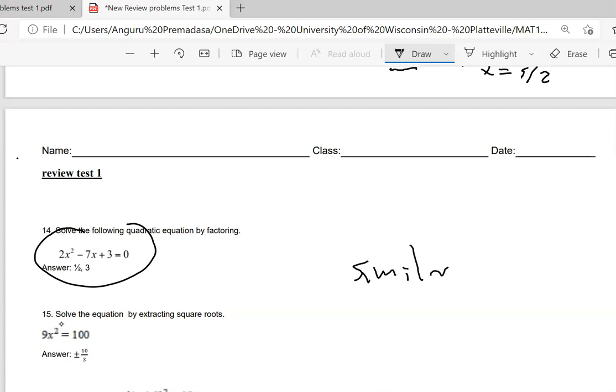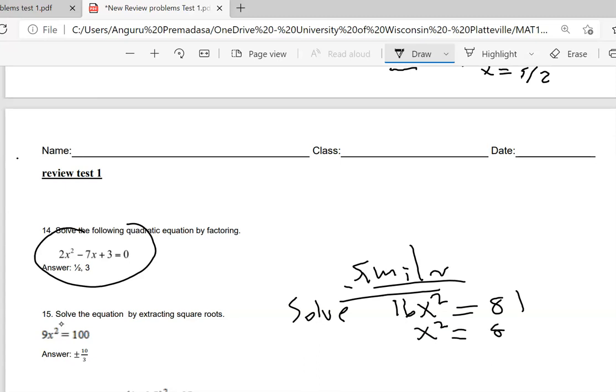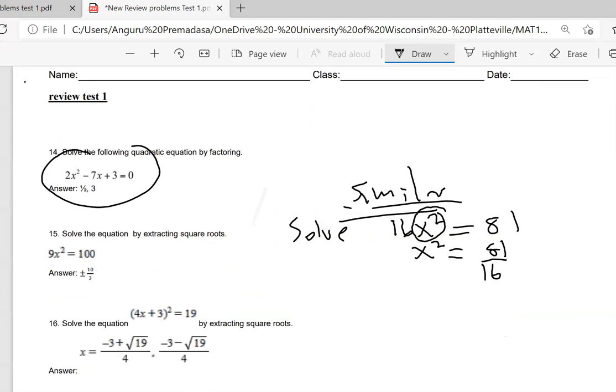Similar problem, if I say solve 16x squared equals 81 or something. First of all, solve for x squared. You get x squared equals 81 over 16. Remember, there is no x term. There's only an x squared term and a constant. Only then you can use the square root rule.